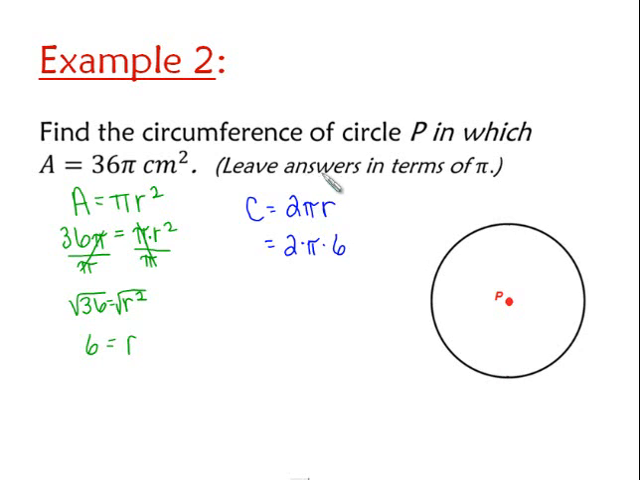And this is what it means to leave your answer in terms of pi. It means multiply the other numbers, but don't multiply by pi. Okay, so 2 times 6 is 12, and we just leave pi next to that number. So the circumference is equal to 12 pi centimeters.